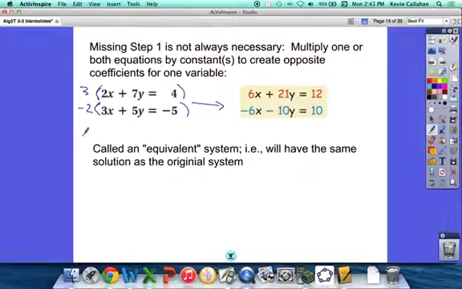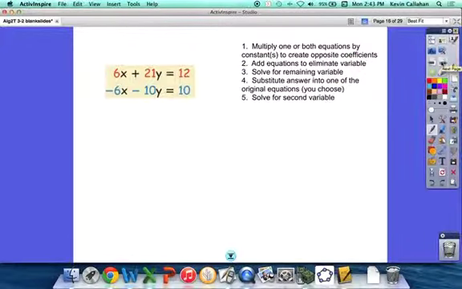So the missing step 1 is not always necessary, but if it is necessary, then you're going to have to, it's kind of like finding a common denominator to figure out how you're going to make these numbers cancel. Now, once you've got it at that point, now it's going to be like solving one of the others, right? Add them up. 11y equals 22, y equals 2.